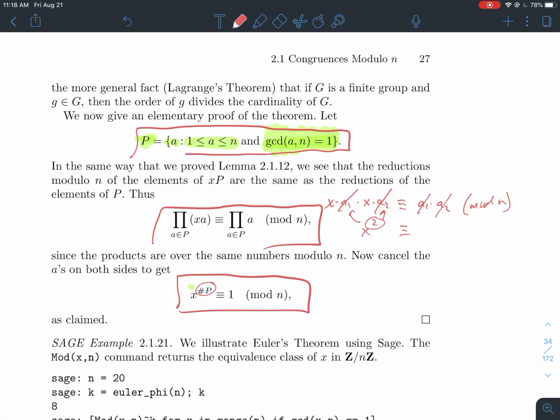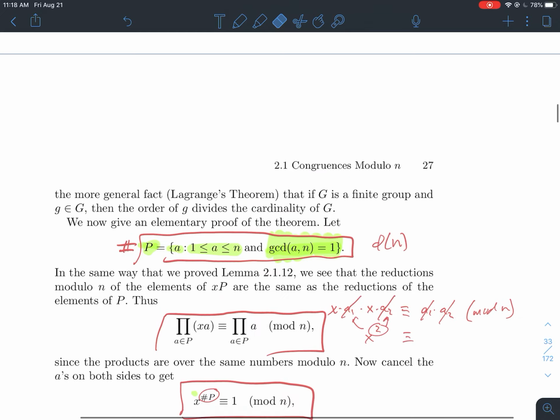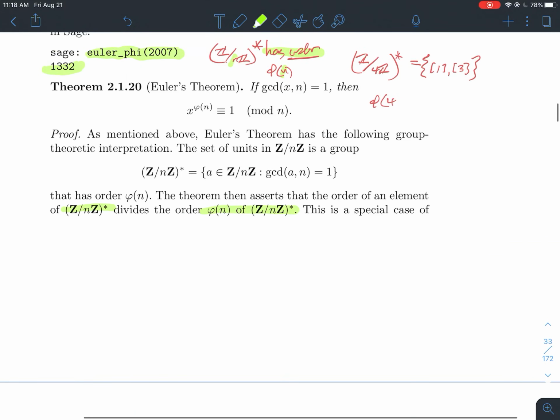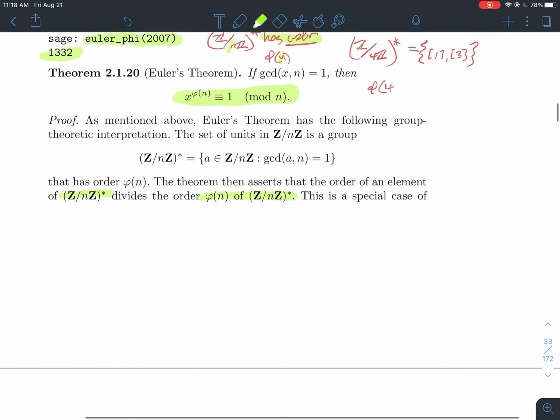P is the set of all my integers between 1 and n that are relatively prime to n. Remember, the number of things in that set is phi of n. So the cardinality of P is phi of n. And that's Euler's theorem. So again, we just came up with this formula.